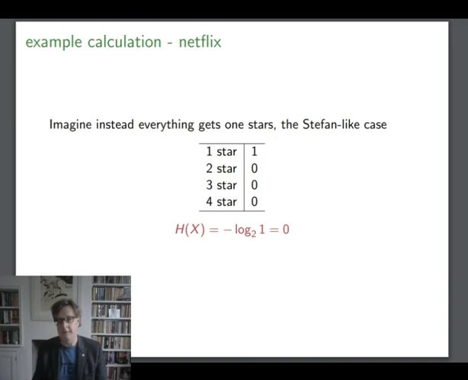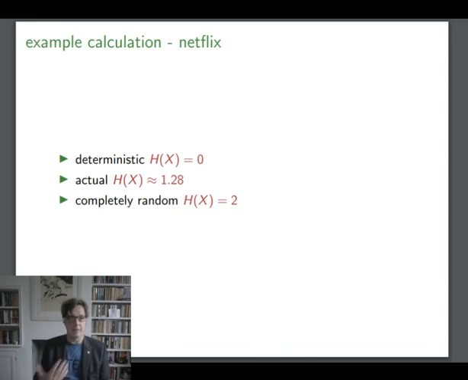And so in this case here, where before you look to see how many stars a film has, you know it's going to have 1 star, it's useless to look for the number of stars. That's the whole point of what I've just been saying. And in that case, h of x is 0. And so in this example, we have the deterministic case where you already know, h of x is 0, the actual case where h of x is 1.28, and then the completely random case where h of x is 2.